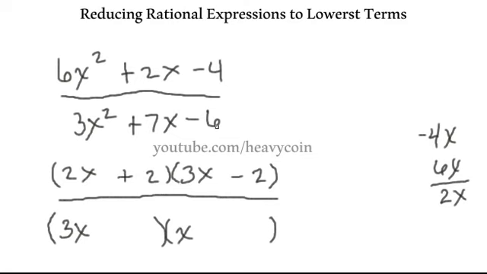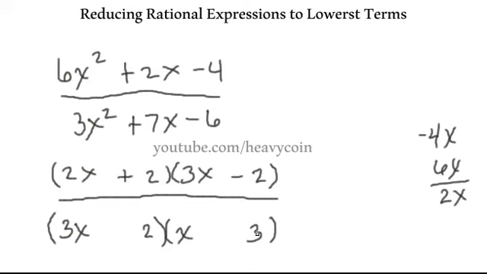Alright, and then this number here, of course, it could either be a 1 here and a 6 here, or it could be a 2 and a 3, or you could put a 3 and a 2, or a 6 and a 1. Okay, but because we have a 2 up here, chances are it's probably going to be a 2 and a 3.